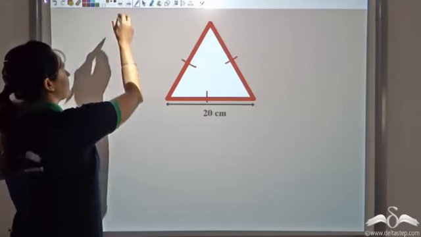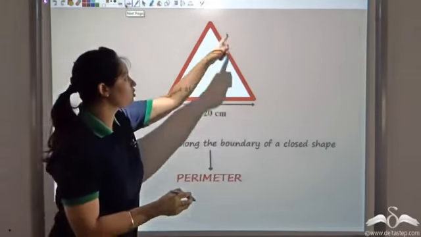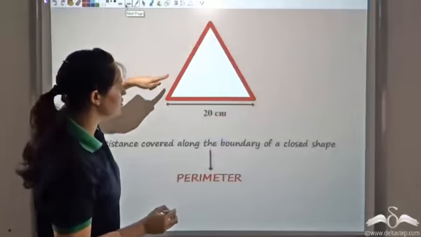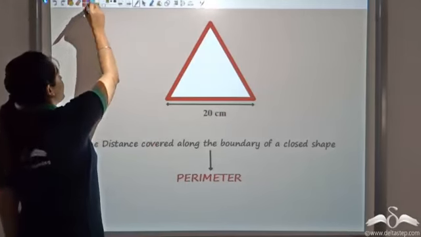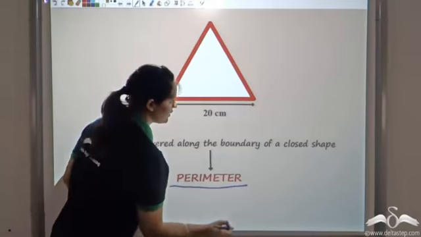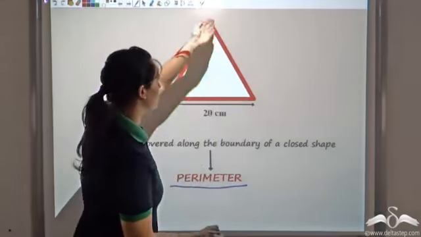Now the distance along this shape, or along the boundary of this shape, is what we call perimeter. So perimeter is actually the distance along a shape.